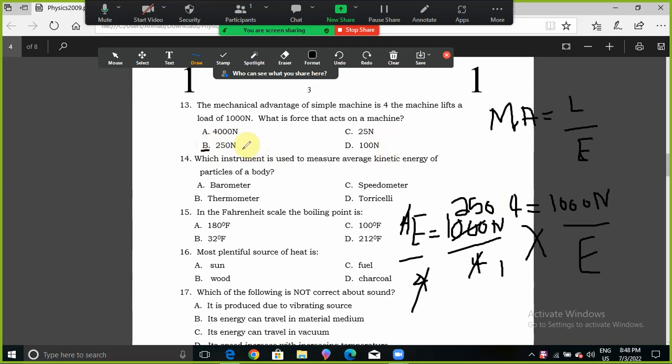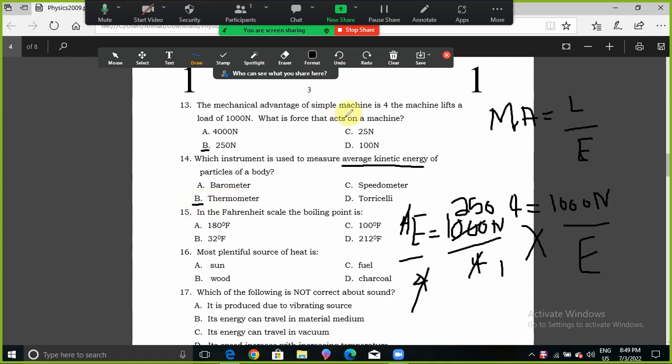Okay, now in question number 14, what we have, which instrument is used to measure average kinetic energy of particles of a body? Of course it is thermometer, right? Because thermometer is an instrument used to measure temperature, and when he said average kinetic energy, that means temperature. Average kinetic energy is another name for temperature, or you can say that temperature is the average kinetic energy of particles of a body. So that means the instrument of temperature is thermometer. So the answer is B for question number 14.